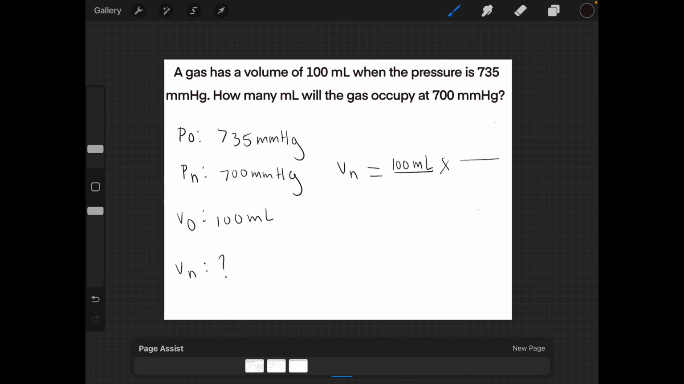Because the variable I'm solving for will increase, I know the larger number of my other variable will go on top and the smaller number of my other variable will go on the bottom. This means 735 millimeters of mercury will go on top, and 700 millimeters of mercury will be on the bottom. Now I can put this into my calculator, which gets me an answer of 105 milliliters.